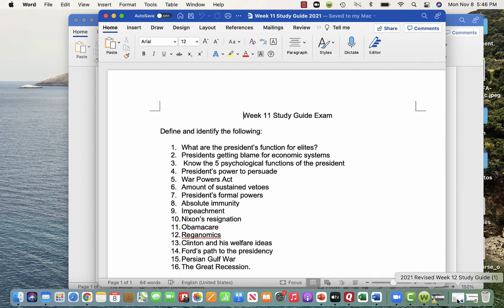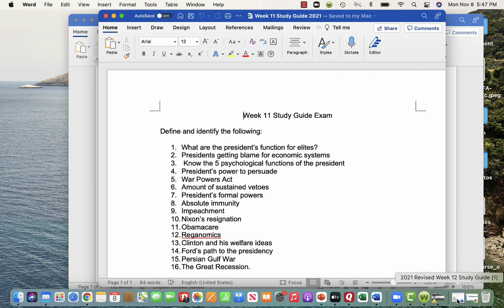Sometimes presidents get the blame for economic cycles, but sometimes it's really not their fault, but they're held responsible anyway. Know that we have the five functions of the presidency. Social stability, have to feel secure, a symbol of unity, kind of a mother substitute in a Freudian sense as well, which is mentioned in the book. But when we talk about presidential power, remember the president's real power is to persuade people to buy into his agenda. Also, remember the president is limited by what's called the War Powers Act.